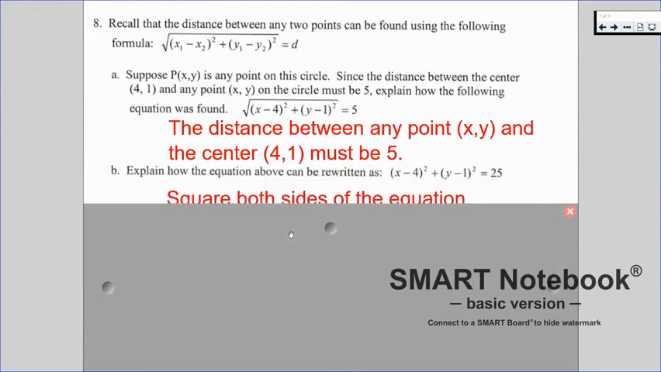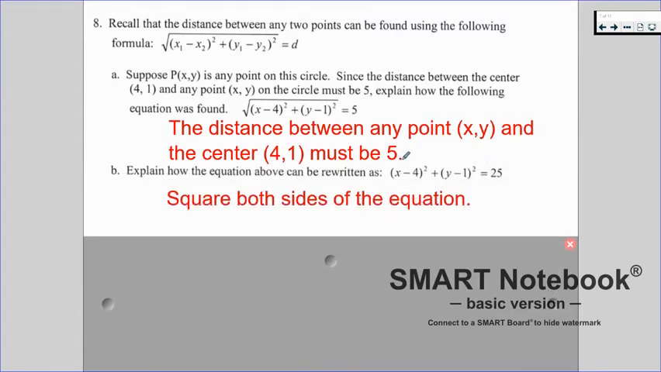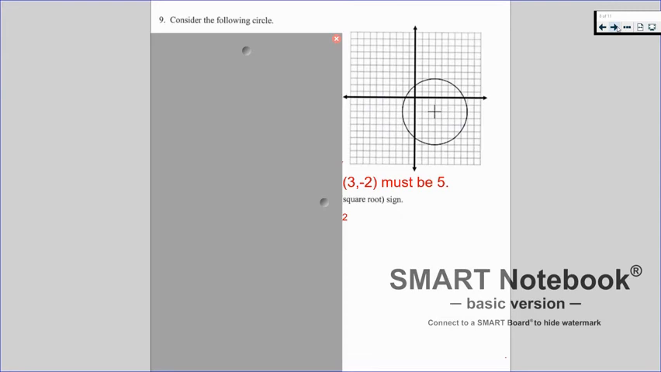Explain how the equation can be rewritten. So here I get rid of the radical sign. I square both sides of the equation. And we end up with (x minus 4) quantity squared plus (y minus 1) quantity squared is going to be equal to 25 by squaring both sides.